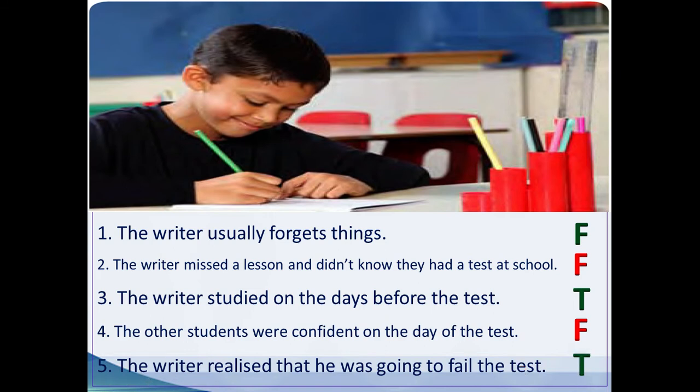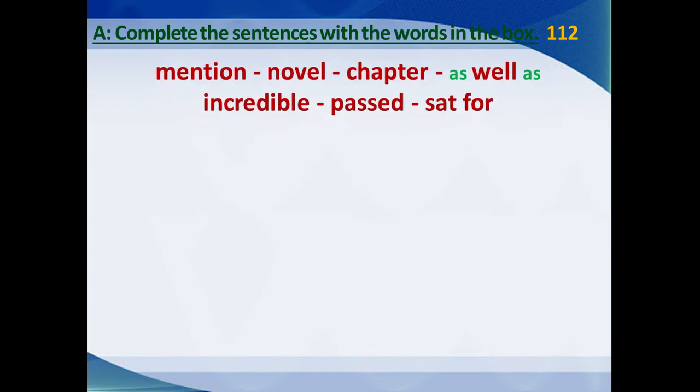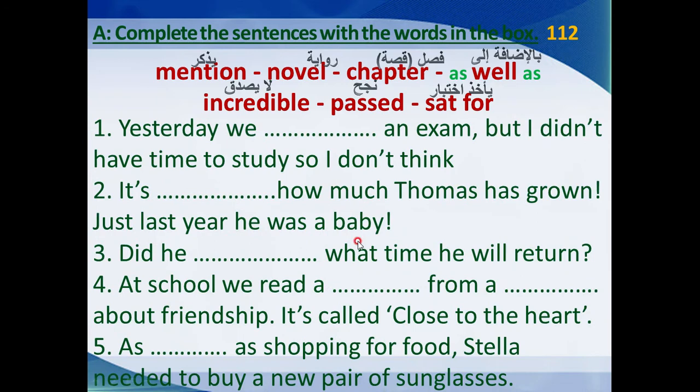Okay, let's open our workbook, page 112. Complete the sentences with the words in the box. Mention, novel, chapter, as well as, incredible, pass, sit for. The meaning? Mention, say. Novel, a story with imaginary characters and events. Chapter, it's a piece of a book or a story. As well as, in addition to, also, and. Incredible, unbelievable. Pass, succeed, or succeeded in the exam. Sit for, take a test.